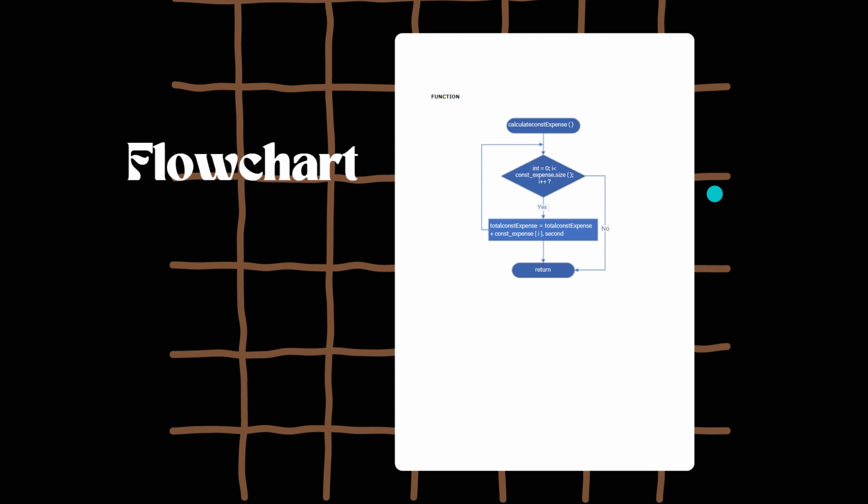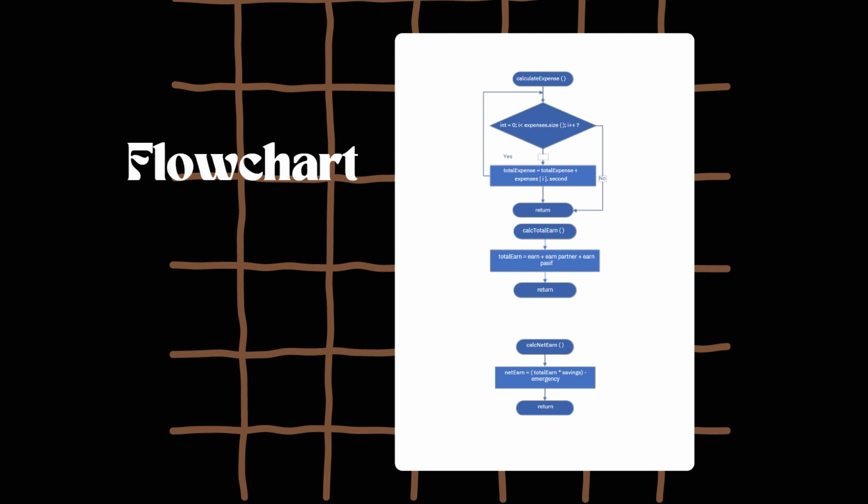First function here is calculate cons expense. It will do a looping based on the consistent spending that is entered by the user. And the formula is just the sum of total cons expense with consistent spending amount. Second function is calculate expense. Quite the same as the first function. It just calculates the total expenses that are entered by the user and sums it.